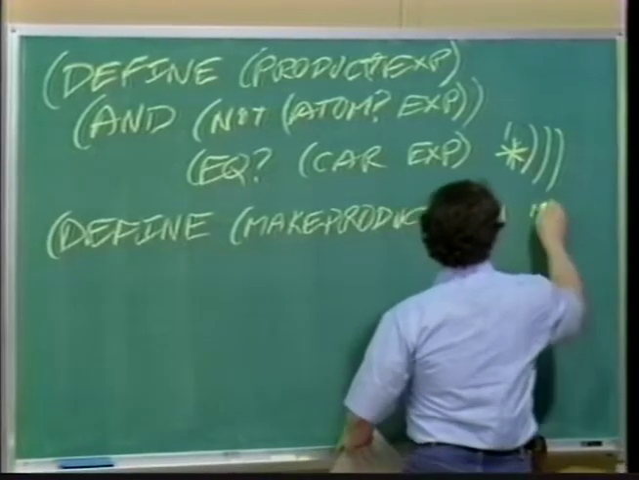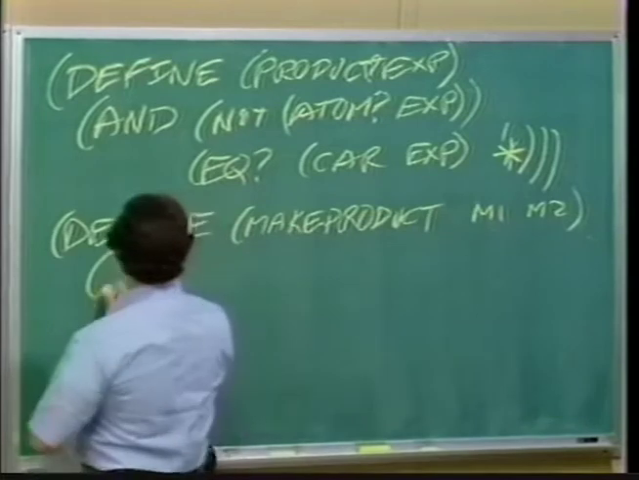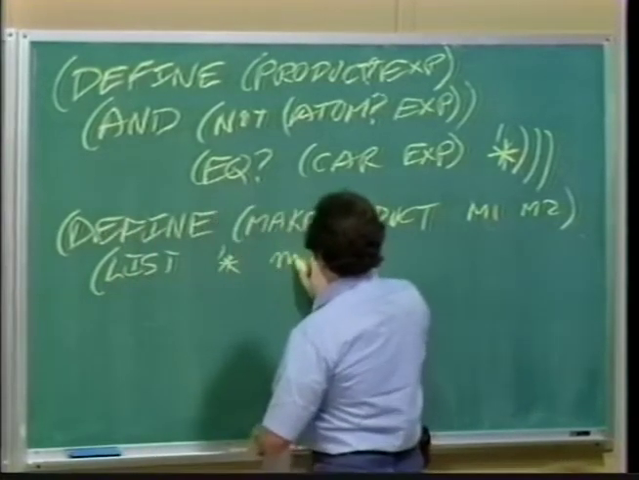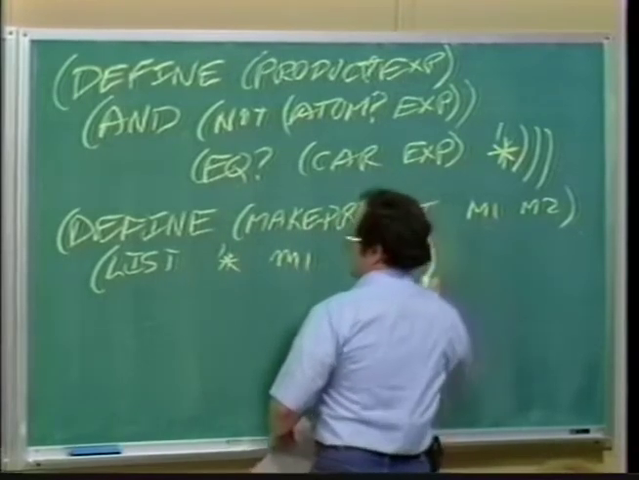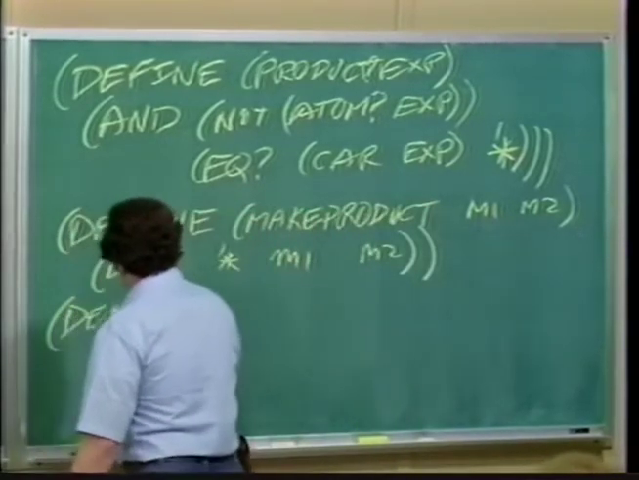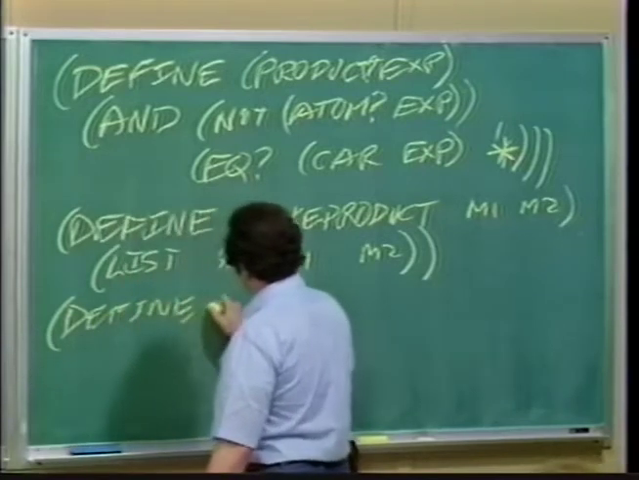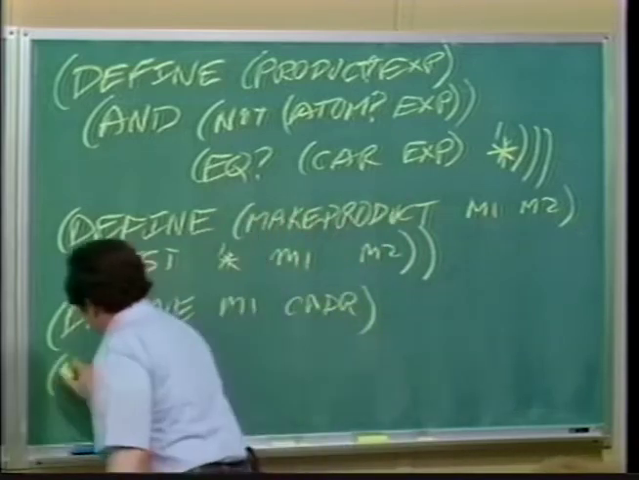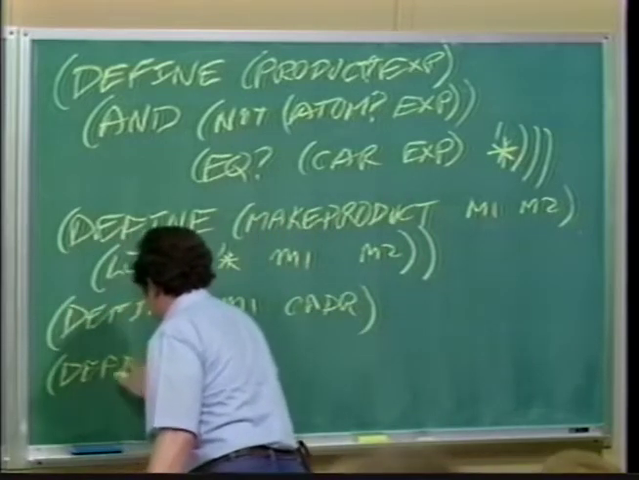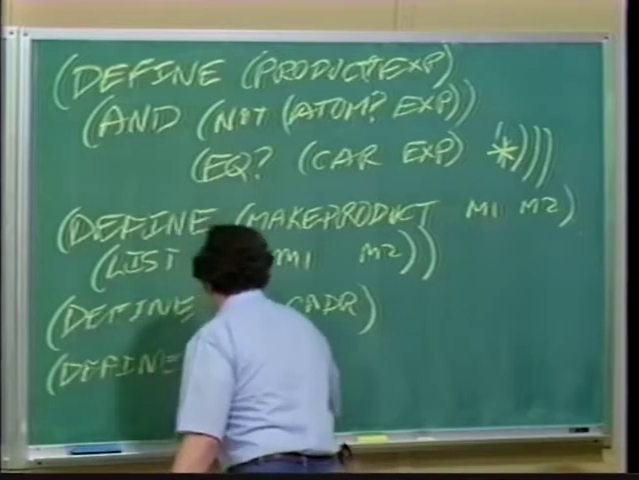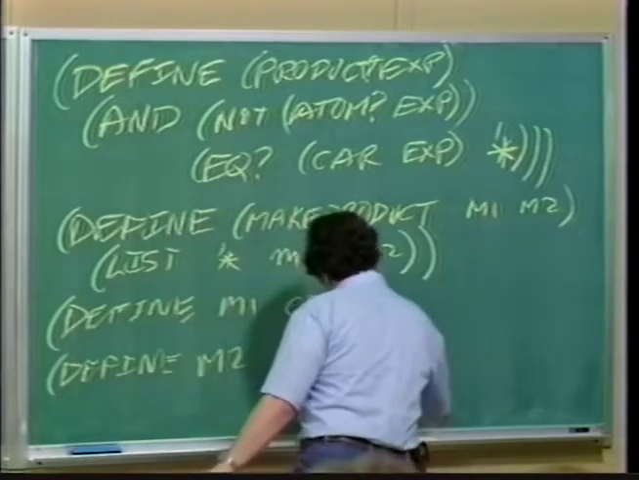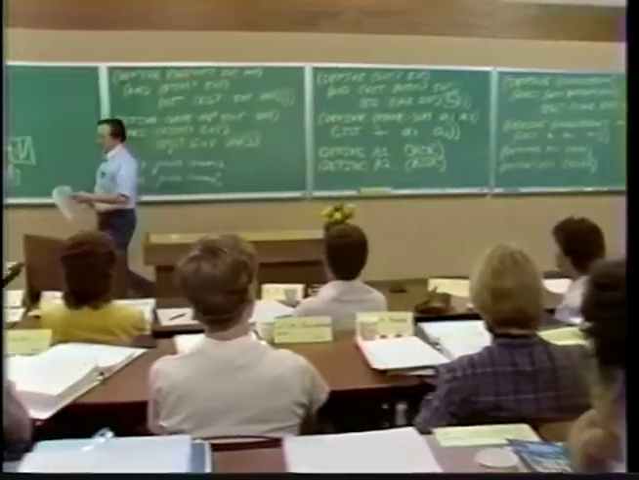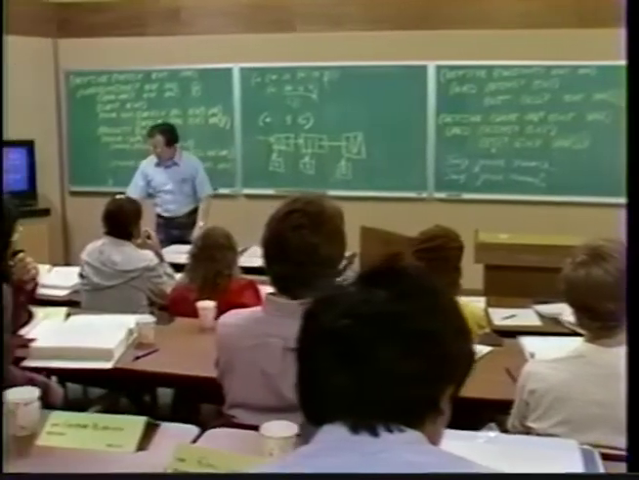of an M1 and an M2 to be list, quote, the asterisk operation and M1 and M2, and I define M1 to be cadr and M2 to be caddr. If you get to be good list programmers, you start talking that way. You cdr the thing down, list and cons them up, and so on.